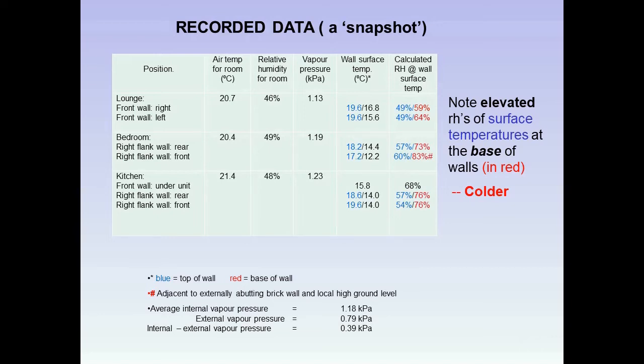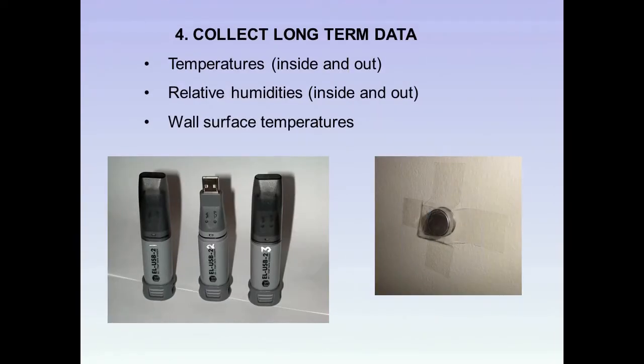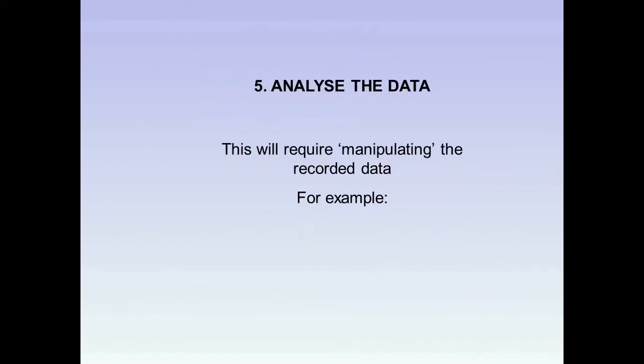So, and the vapor pressure, we see at the bottom, differential vapor pressure, internal minus external, was very good. It was 0.39. But again, I'll emphasize again, note the elevated relative humidities of surface temperatures at the base of the walls. They are colder, hence the relative humidity. We can collect long-term data, temperatures inside and out, relative humidities inside and out, wall surface temperatures, and we've seen how to do this earlier on. And we need to analyze the data.